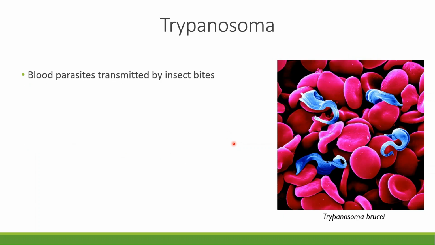Now let's talk about Trypanosoma. Trypanosoma is a blood parasite. It's transmitted by insect bites. We do have a copy of these slides in the lab, so hopefully we'll be able to take a look at that this semester. As you can see here with this blood sample, they have these very long bodies, and they propel themselves by undulating the membranes.